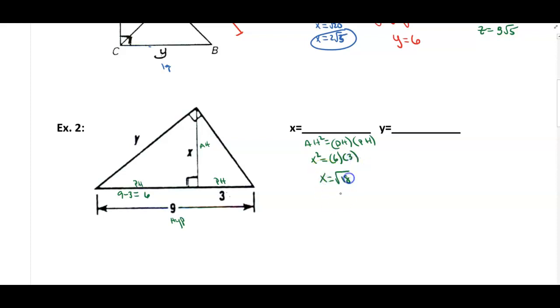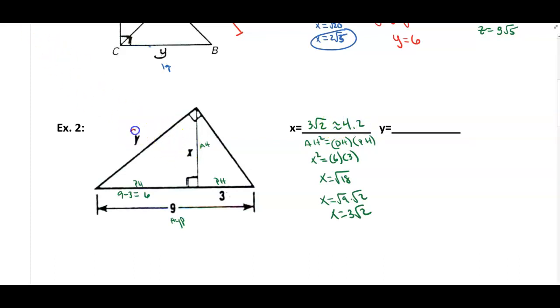So that would be the square root of 18, which we could break up into the square root of 9 and the square root of 2. So 3 root 2, or if you went ahead and found the decimal value, you would get about 4.2.